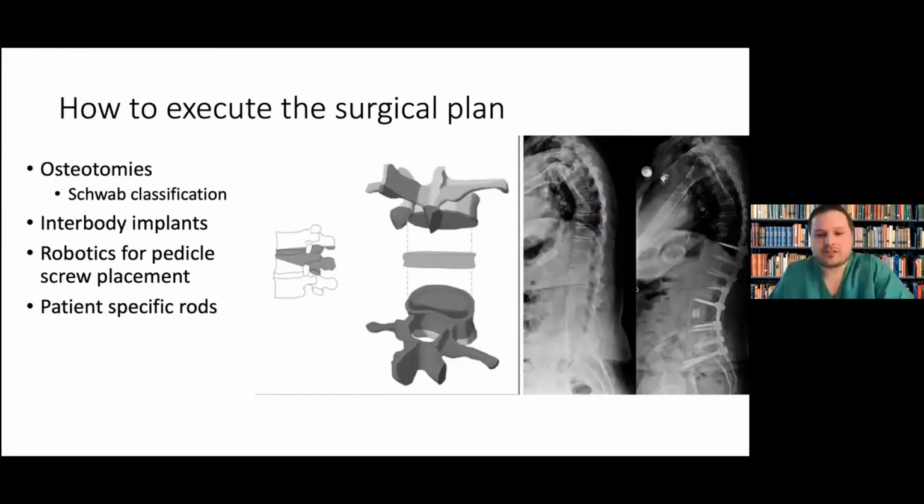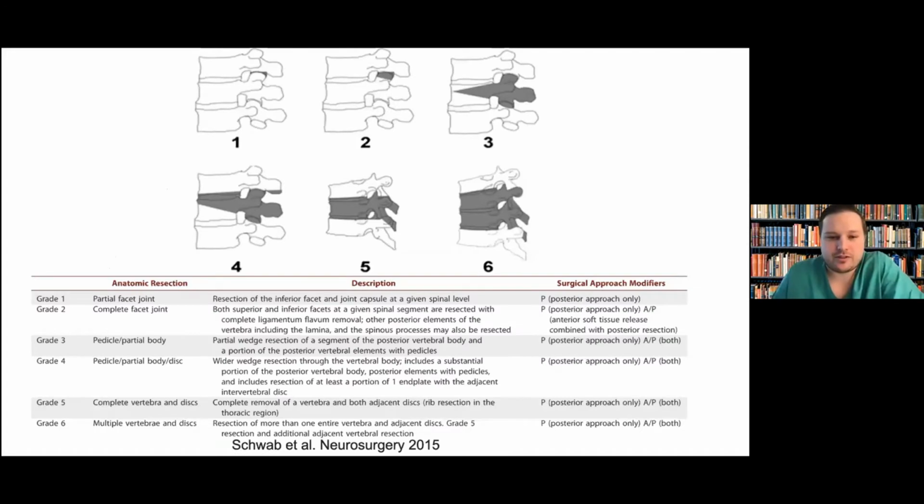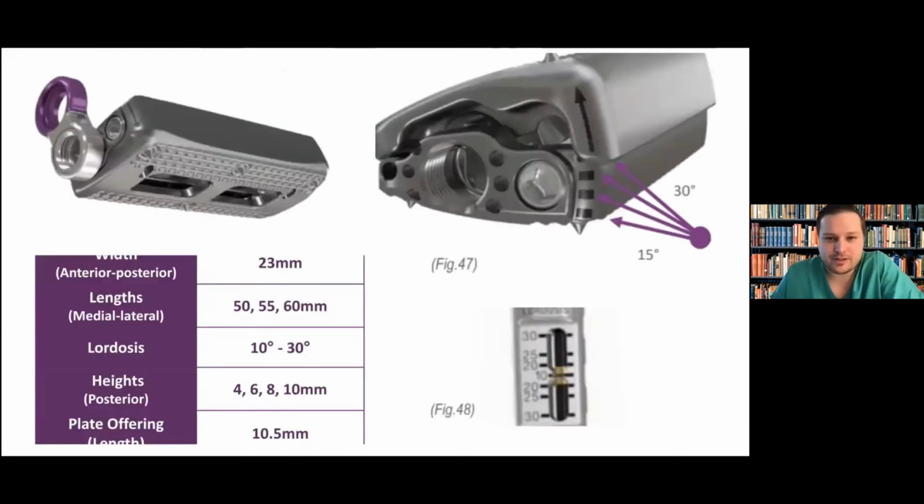Okay, so now that you know, how do you execute the surgical plan? You can do this through several ways. We have different osteotomies that are more aggressive for more correction as needed. You have interbody implants. The robotic systems allow for planning of your pedicle screws. And then there's also patient-specific rods based off of your plan that, if you lay them in and everything lines up perfectly, you know you've achieved your correction. This is the Schwab classification for the different osteotomies that go progressively more, for progressively more correction.